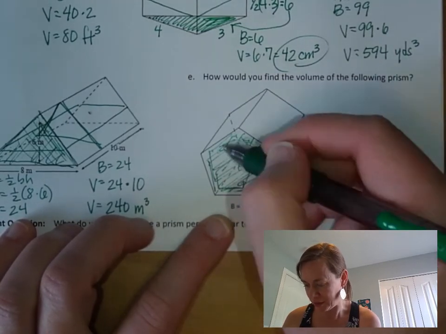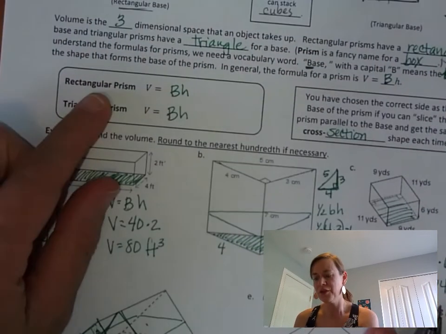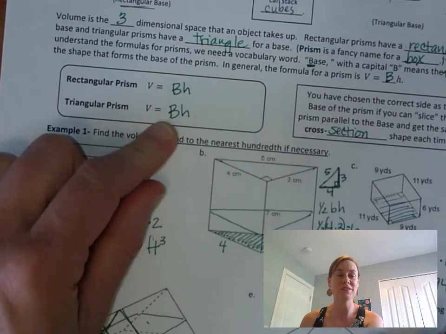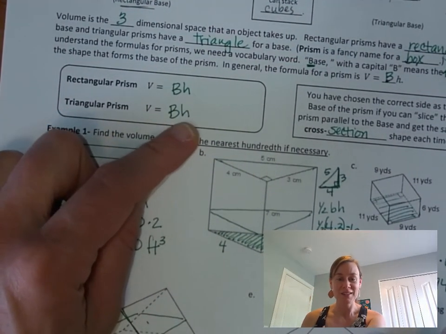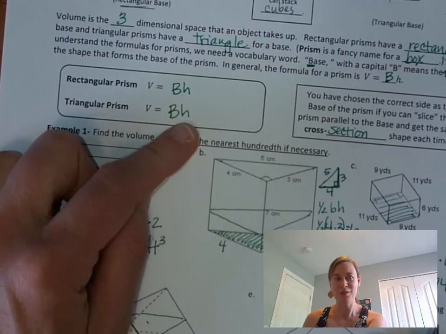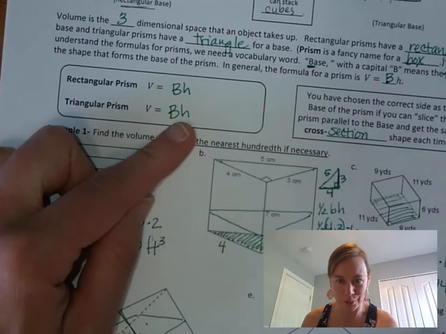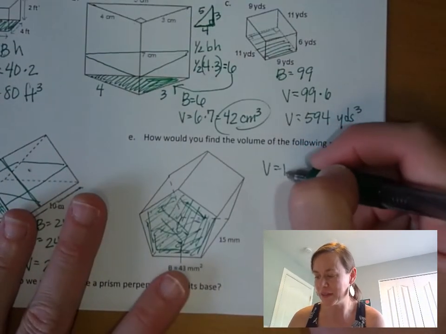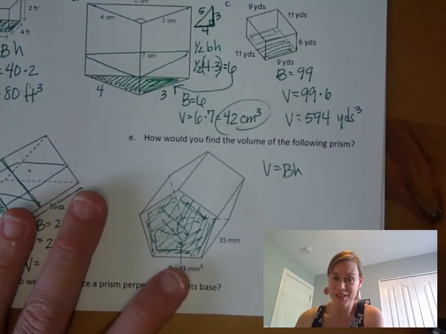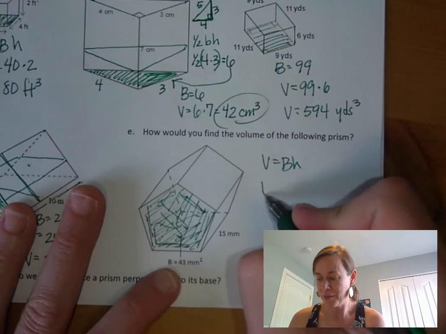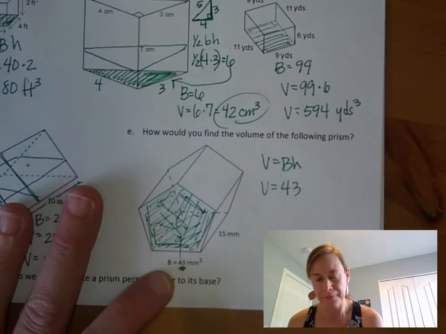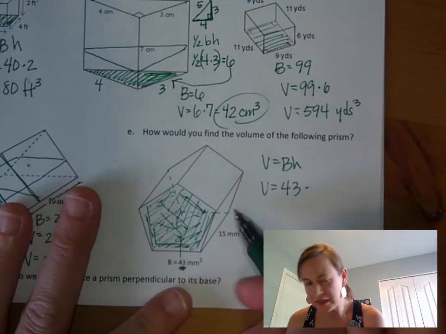And what do you think we can do with it? We know that the formula for a rectangular prism is volume equals base times height, and a triangular prism is volume equals base times height. So what would you guess the formula for a pentagonal prism is? If you guessed the same thing, volume equals base times height, then you are absolutely correct. That's what we would do. We already know the base, so I'm just going to say volume equals 43, because of that right there, times the height, which is 15.